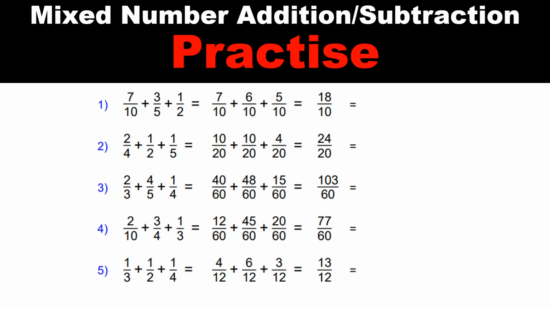Again, if you can simplify, you must simplify. For question 1, I can divide both the 18 and the 10 by 2. And for question 2, I can divide both the 24 and the 20 by 4. But notice I can still simplify all of these answers. They're all still top-heavy. Now, if you still need some practice on converting improper or top-heavy fractions into mixed numbers, check out that link down below in the description box.